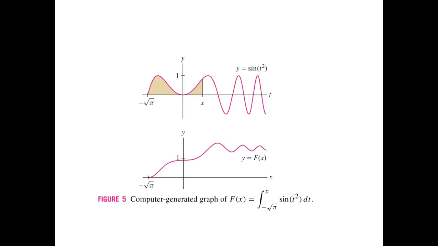This line here, y is equal to f of x, is the area under this curve, the integral from negative pi to x, wherever that x is, of this function here. Okay? That's fine.